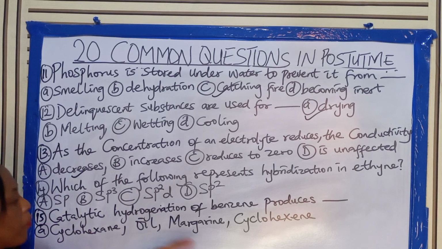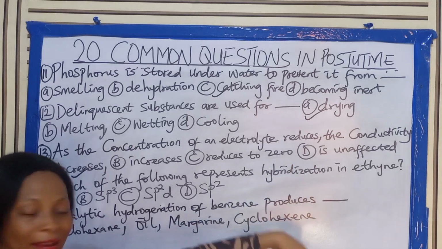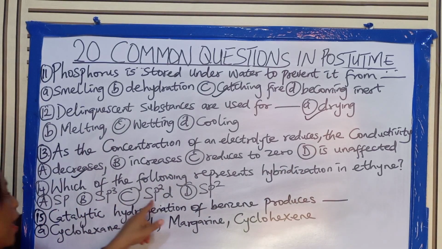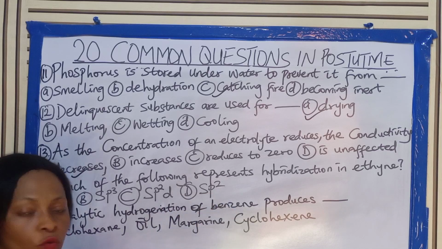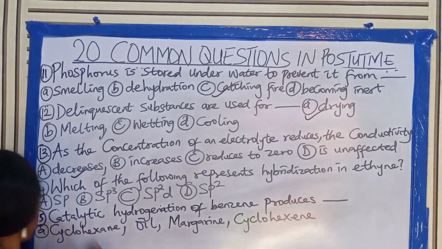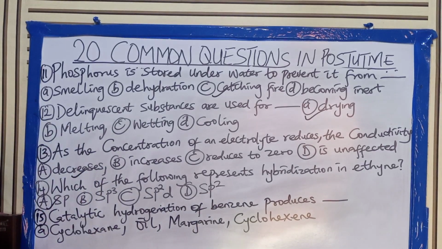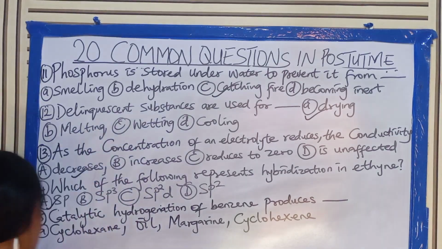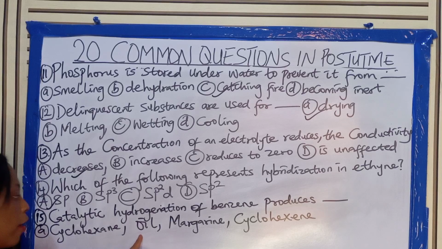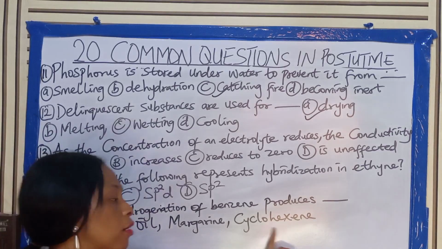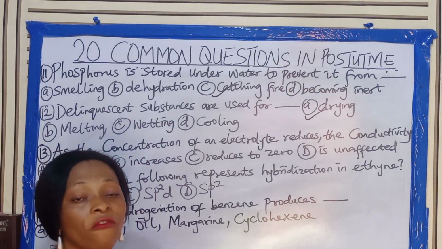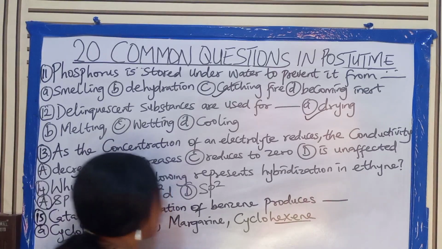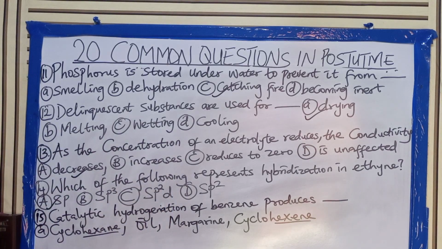Which of the following represents hybridization in ethyne? Ethyne: sp, sp3, sp2d, sp2. Ethyne hybridization is sp. Catalytic hydrogenation of benzene produces what? Cyclohexane, oil, margarine, cyclohexane. Please don't fall prey to these people's trick. There is cyclohexane here and there is cyclohexene.